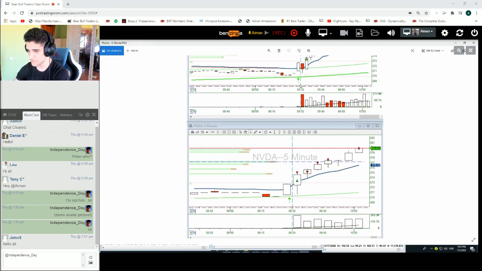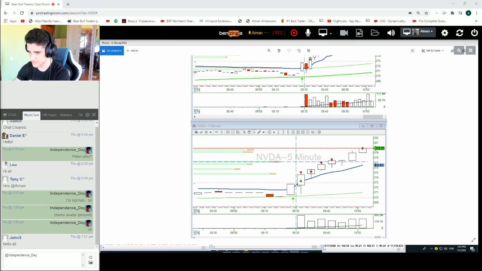So let's see what we have on NVIDIA. This is sort of the pre-market level right here. At the open, it's selling off and forming a new 5 minute high. Let's go from a bigger time frame to a smaller time frame.